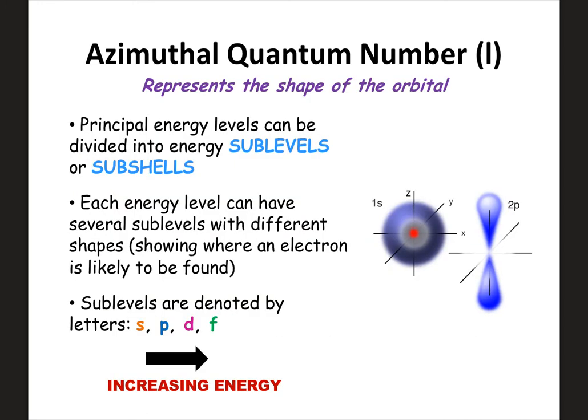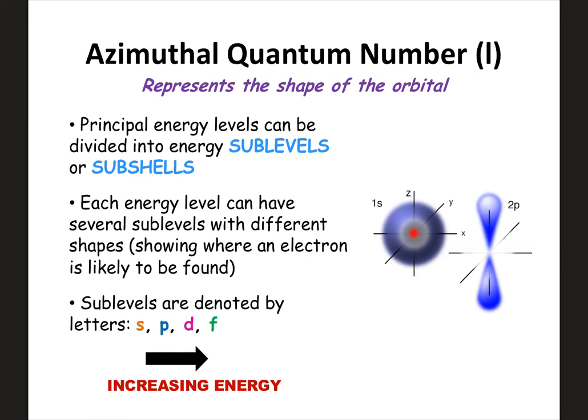The second quantum number is called the azimuthal quantum number. And this is denoted by the letter L. And this is talking about the shape of an orbital. We'll talk more about an orbital in a little bit, but this is representing the shape here. So the basic idea is that you have these energy levels, which are areas outside of the nucleus where you're likely to find electrons. They are divided into sublevels, or what we call subshells.